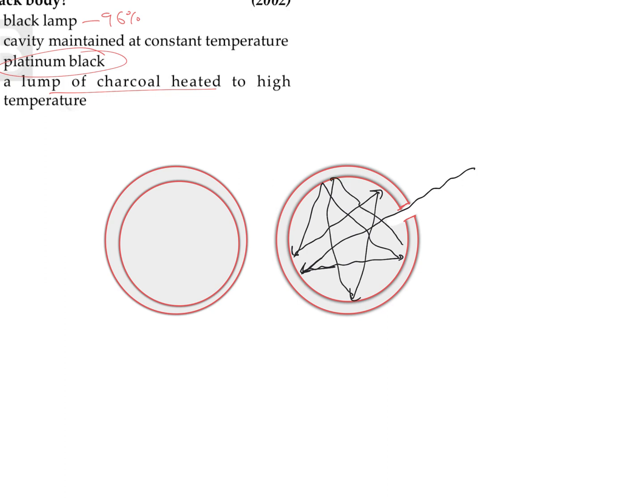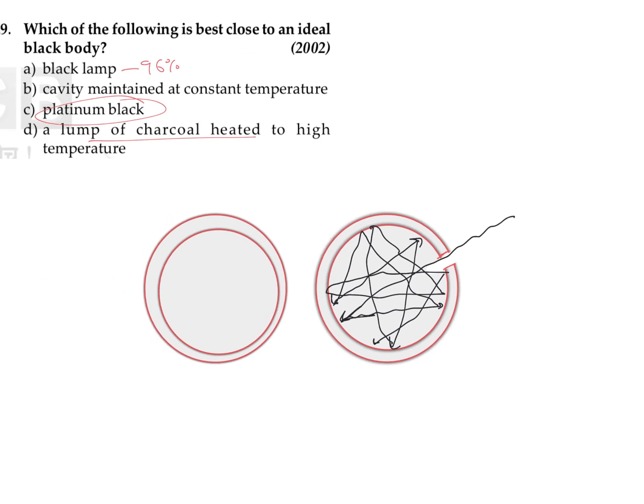So ultimately after many reflections, more amount of heat energy is going to get absorbed by the object, or we can say that approximately it is going to absorb the entire amount of radiation. So such an object or a cavity maintained at a constant temperature, we can take it as a black body, because whatever the radiation is falling on the surface, or inside that surface, it is going to get absorbed by the object.